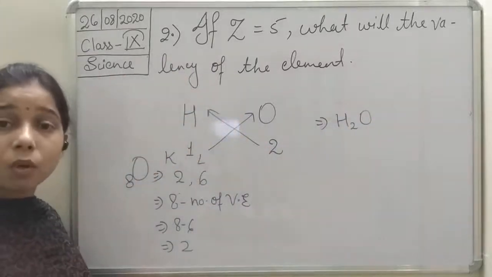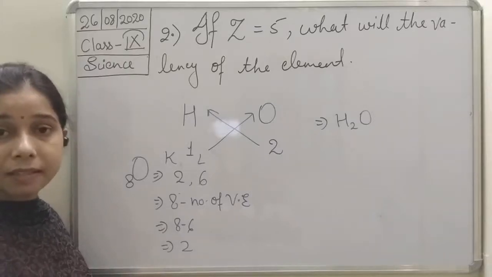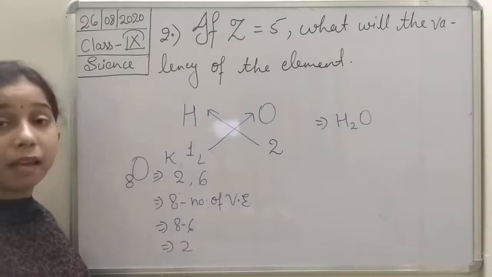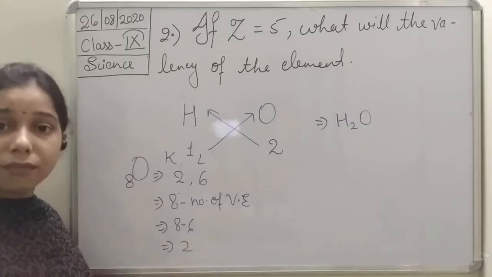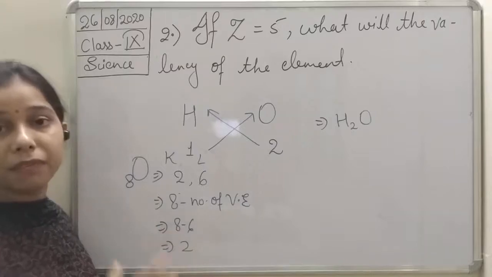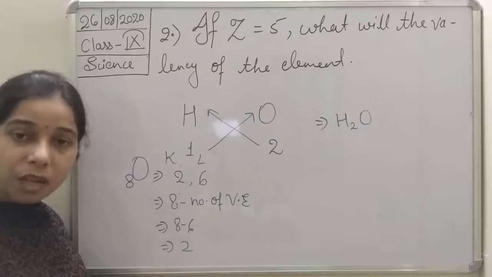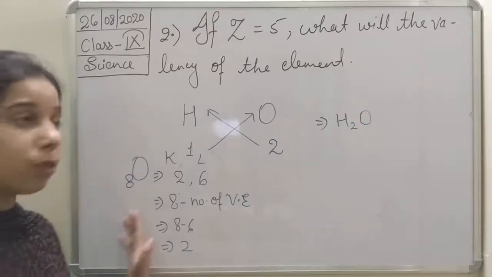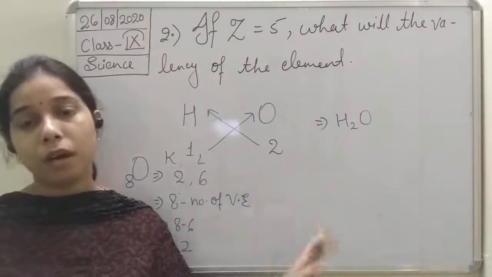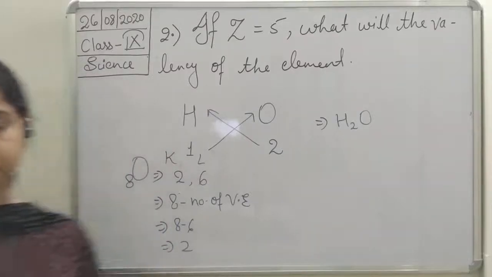So instead of learning the charges of the different atoms, it will be very easy to find the valency with the help of valence electrons. If you know the atomic number of a particular atom, it will be very easy to find the valency of that particular atom. So with the help of the valency, students, you are able to make the formula that we studied in the previous chapter.